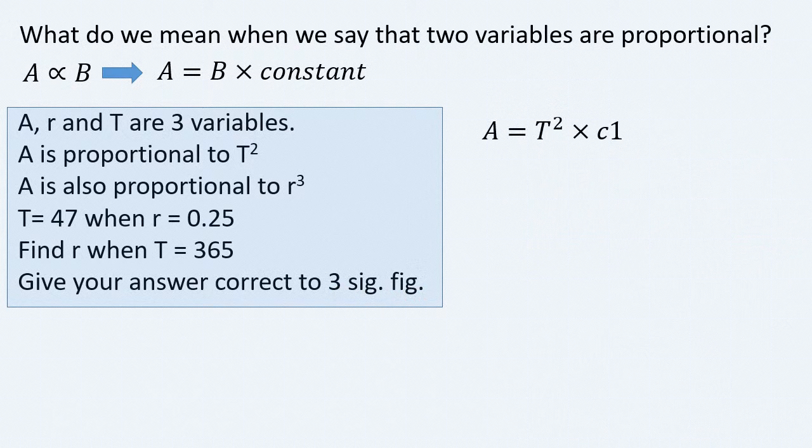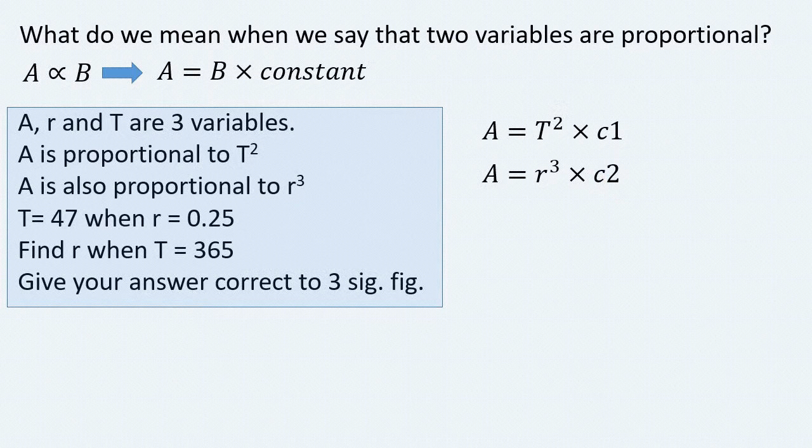Now let's try and put this in the form of equations. If A is proportional to T squared, as we said, this means that A is equal to T squared multiplied by a constant. In this case, we'll call this constant C1. If A is also proportional to R cubed, this means that A is equal to R cubed multiplied by another constant, and we'll call this constant C2.